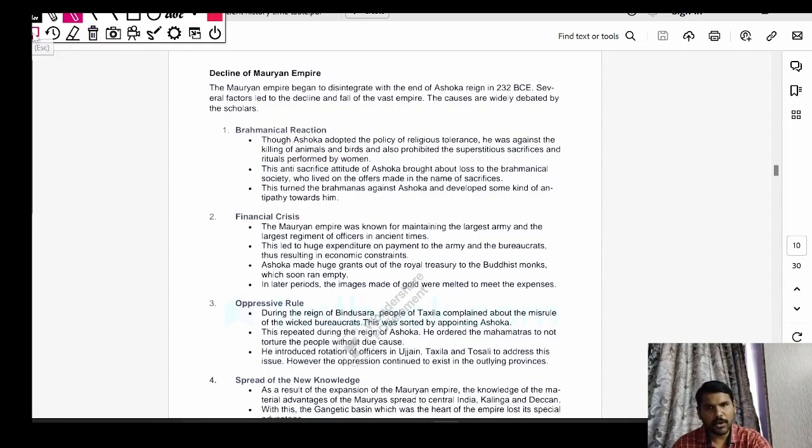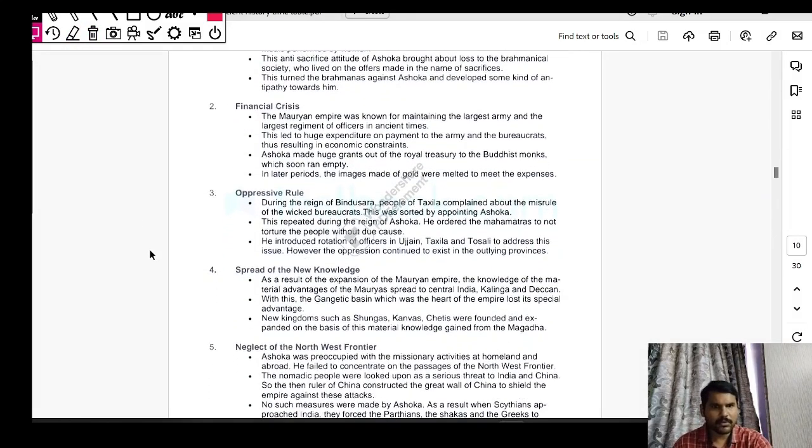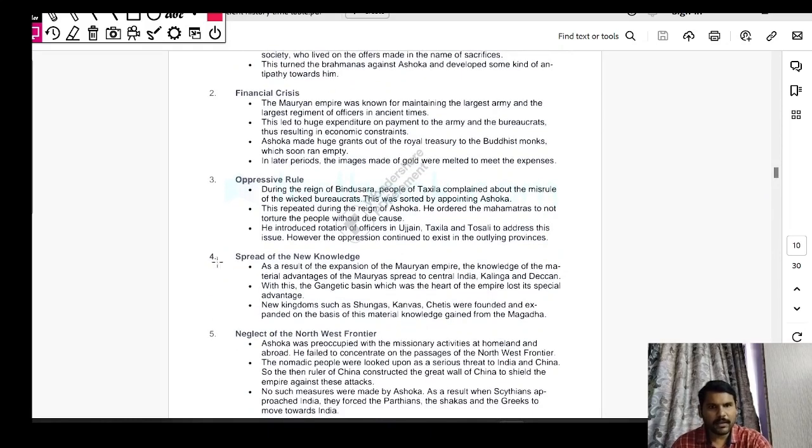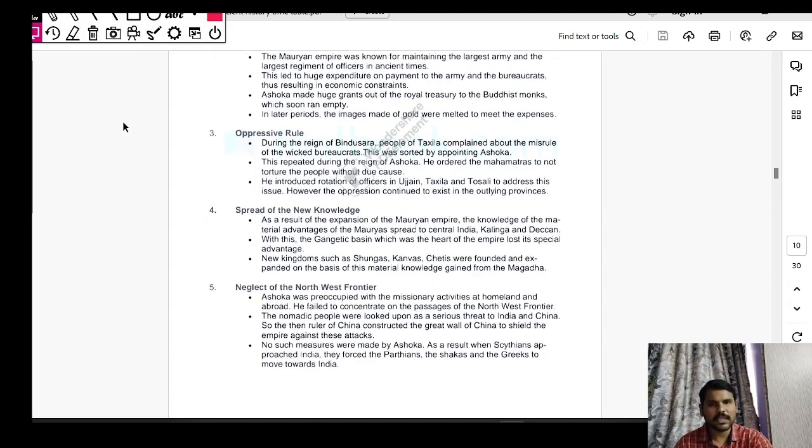And spread of new knowledge. As a result of the invention of iron and the expansion of the Mauryan Empire, the knowledge of the material advantages spread, and the Gangetic Basin, which was the heart of the empire, lost its special advantage. New kingdoms such as the Shungas, Kanvas, and Chetis were founded and expanded on the basis of material knowledge gained from the Magadhas. So the invention of iron, which helped Magadha become a big empire, now spread to all other parts of the subcontinent, and everyone was able to establish themselves.